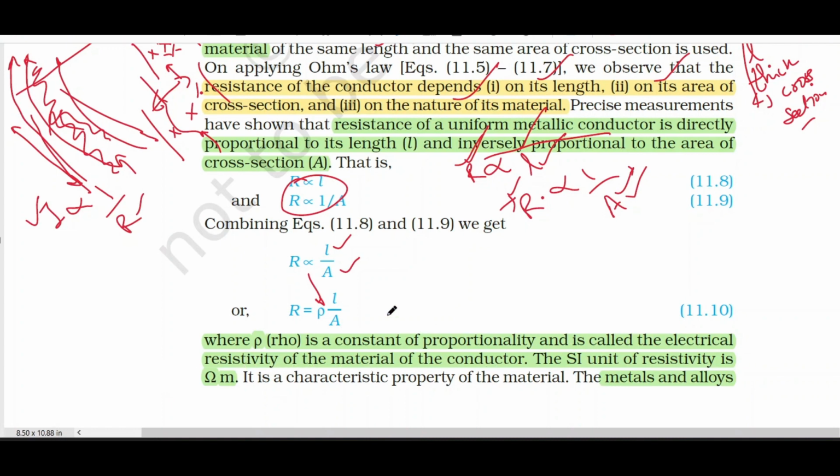So rho is actually the resistivity of the conductor. The SI unit of resistivity is ohm meter. Okay, so this is very easy to derive. R is equal to rho L upon A.